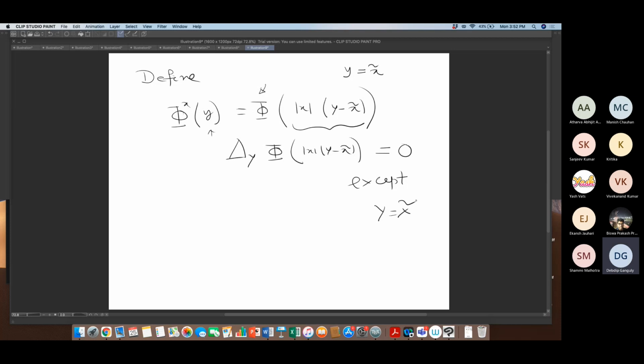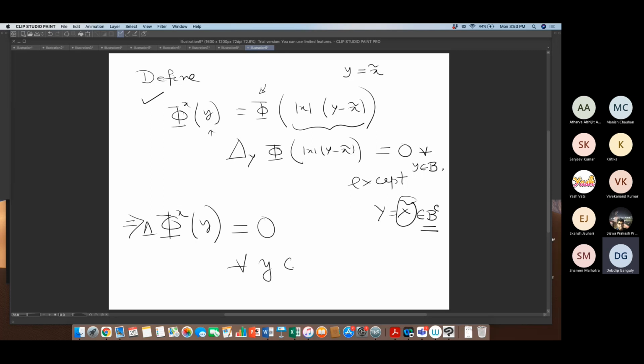But this is 0. This x tilde is now outside the ball, B complement. So this is always 0 for all y in B. Is that clear? So this is right. If I define it in this way, then the Laplacian of phi x y in y is equal to 0 for all y in B, because the singularity of this function is only at y equal to x tilde, but the point x tilde is now outside our domain, because outside x tilde is big.